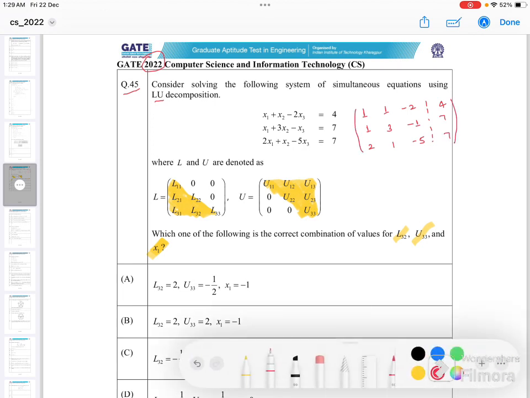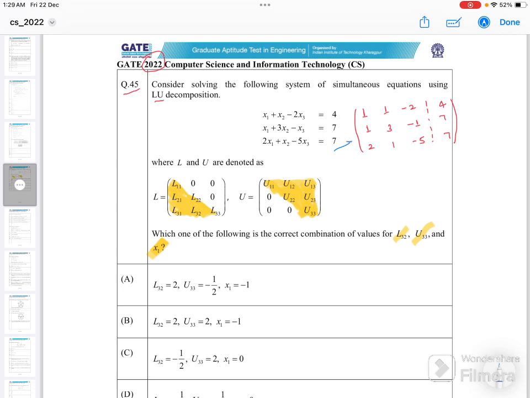Now how can we achieve this matrix U, the upper triangular matrix? By doing elimination, right? We are going to do elimination on this matrix, and these elements we will try to make 0. So we can take the first pivot here and apply the elimination.